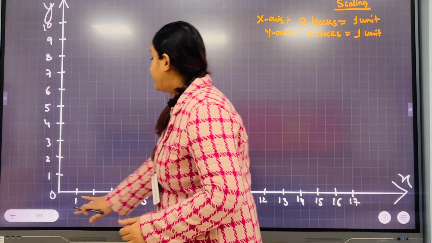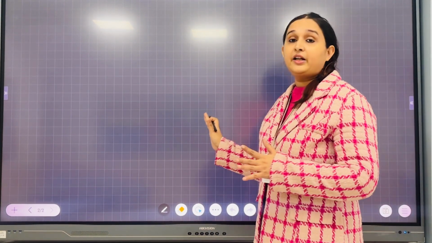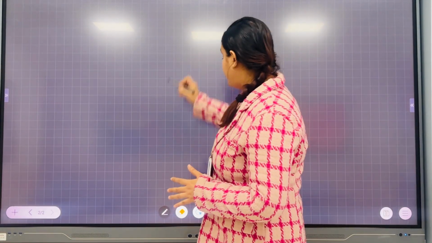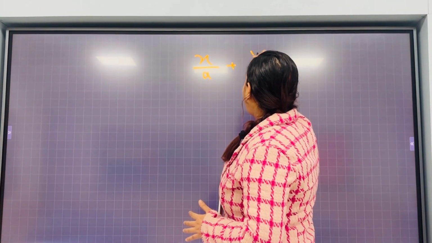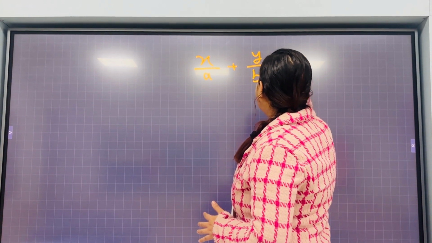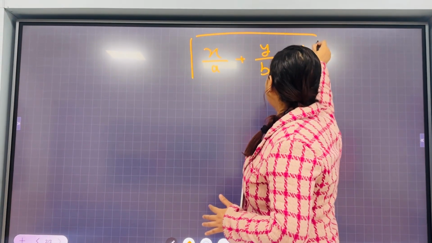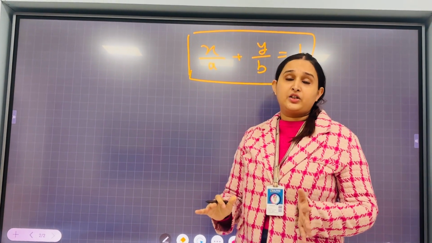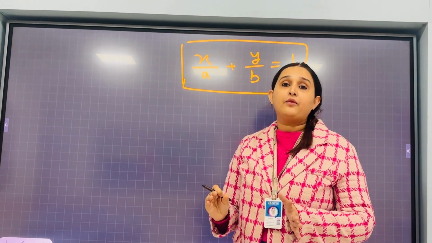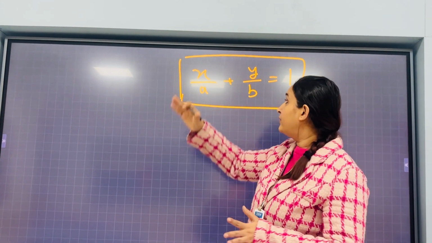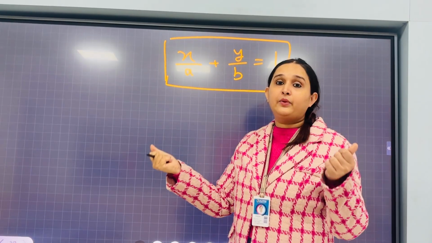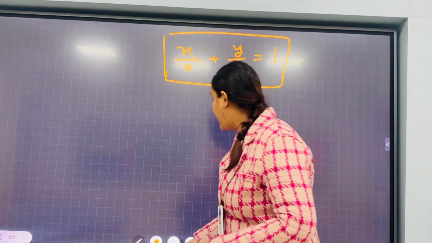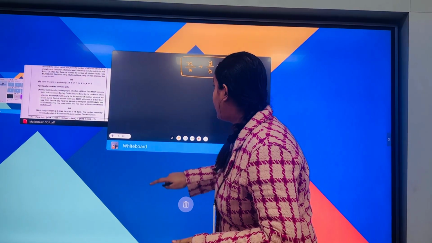Before we proceed, I'm going to tell you an equation which I have explained in my earlier videos as well. There is an equation x upon a plus y upon b equals 1. This is very important, just memorize it. Whatever equation you have to represent, you just have to convert that equation into this form, and then you are ready with the graph, because you are going to get the points of intersection with the axes.